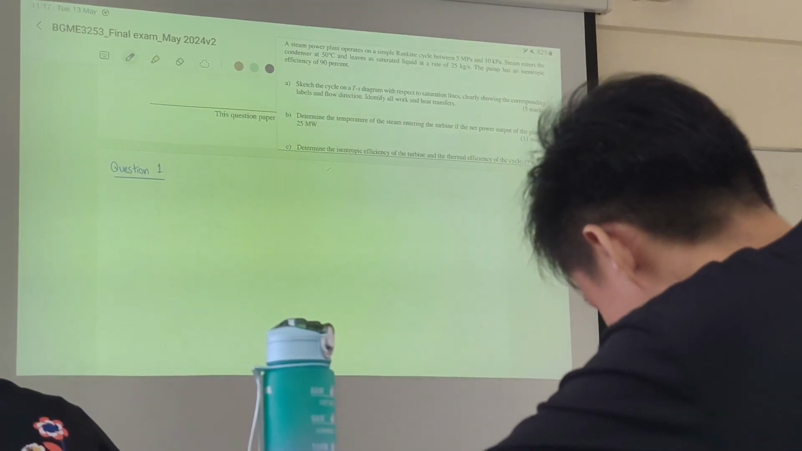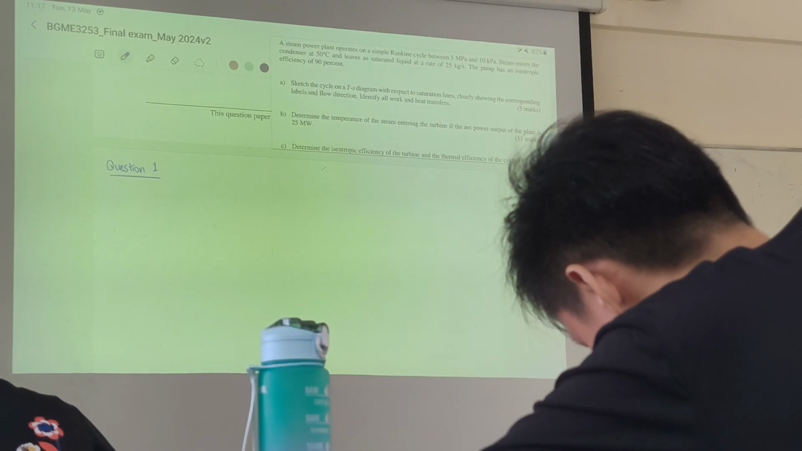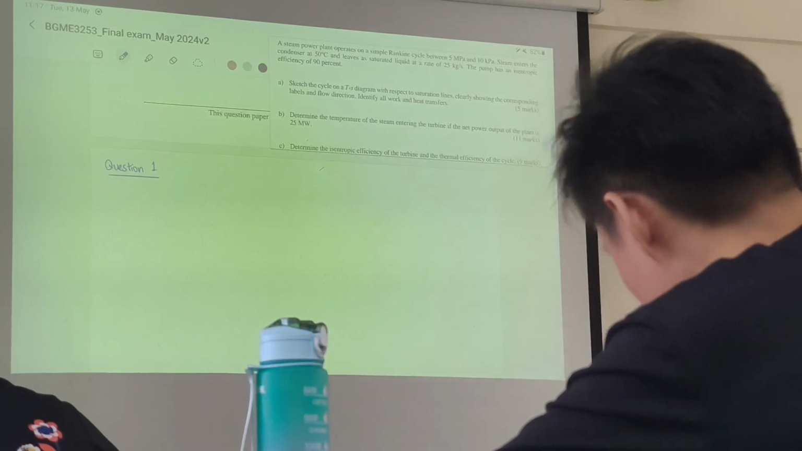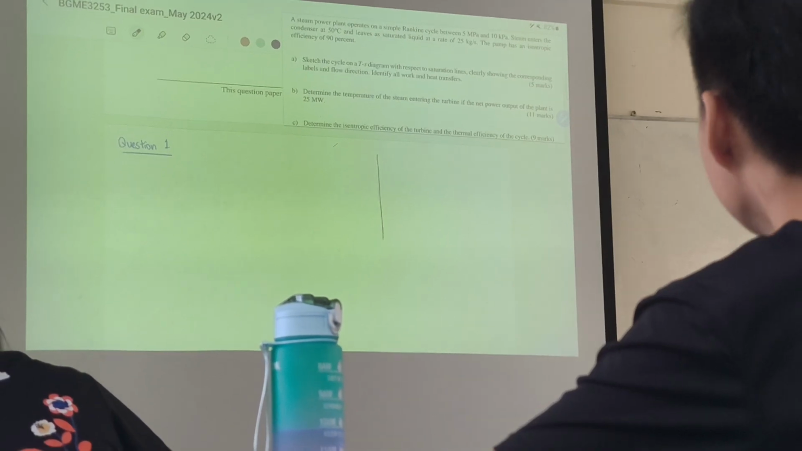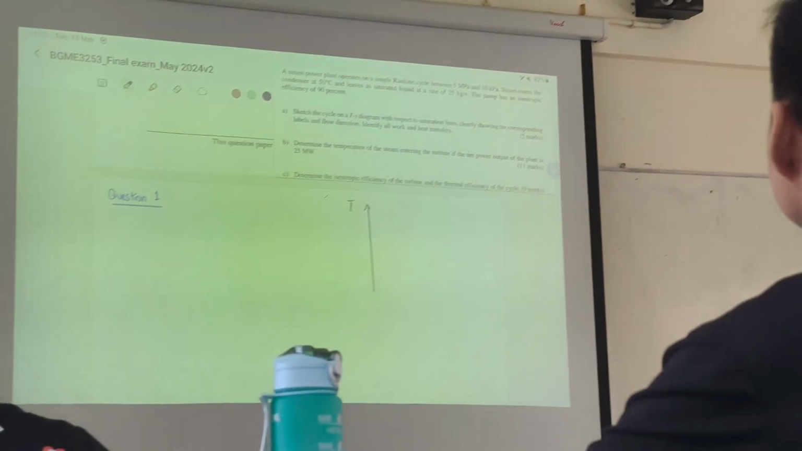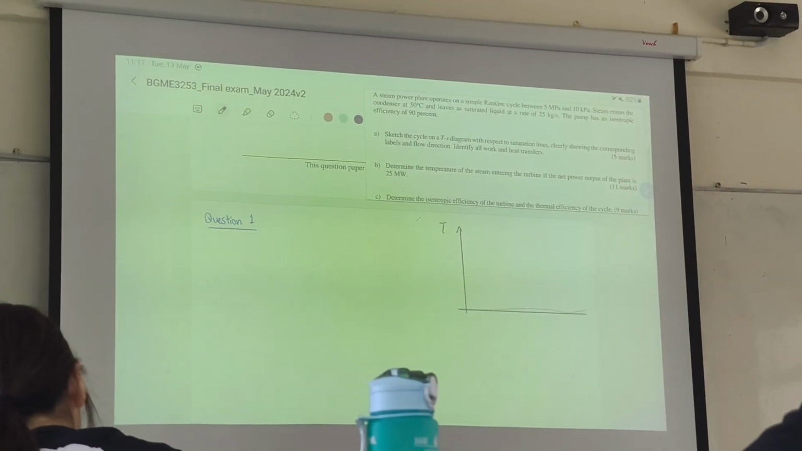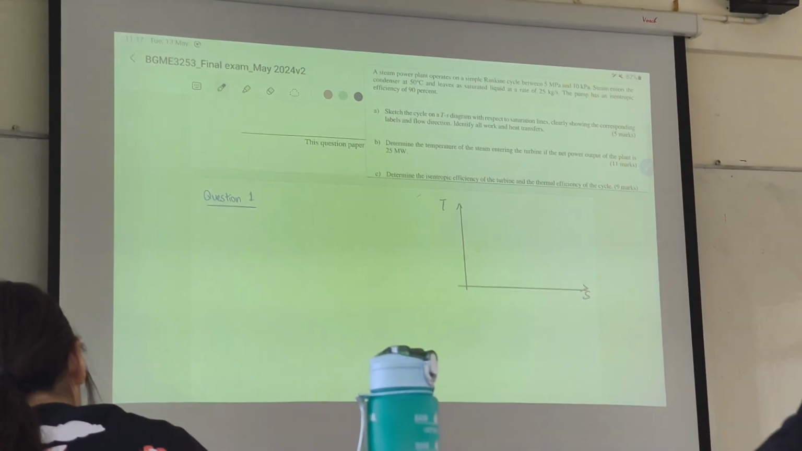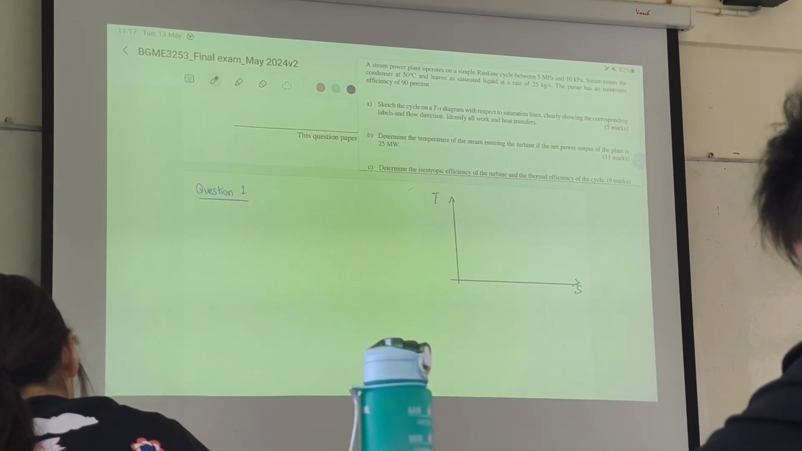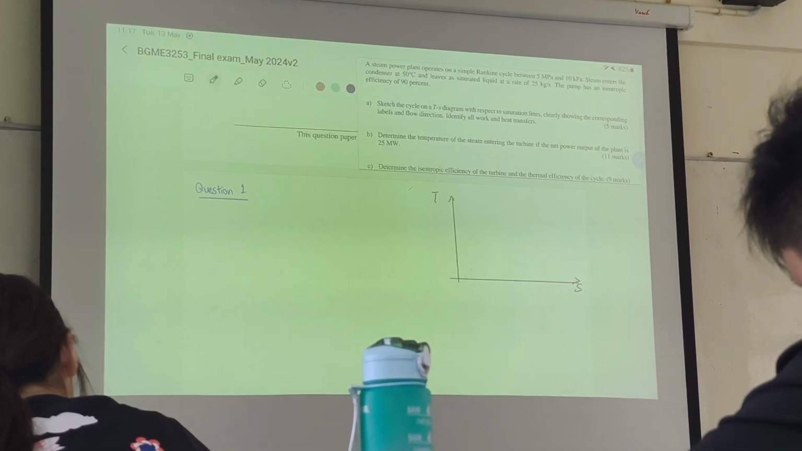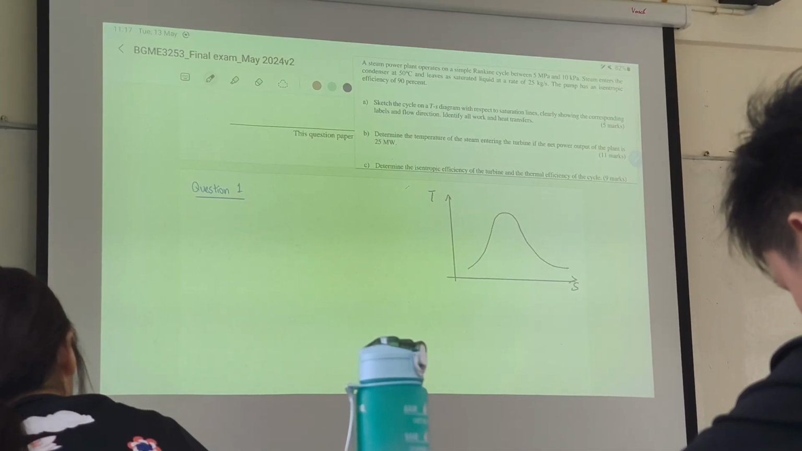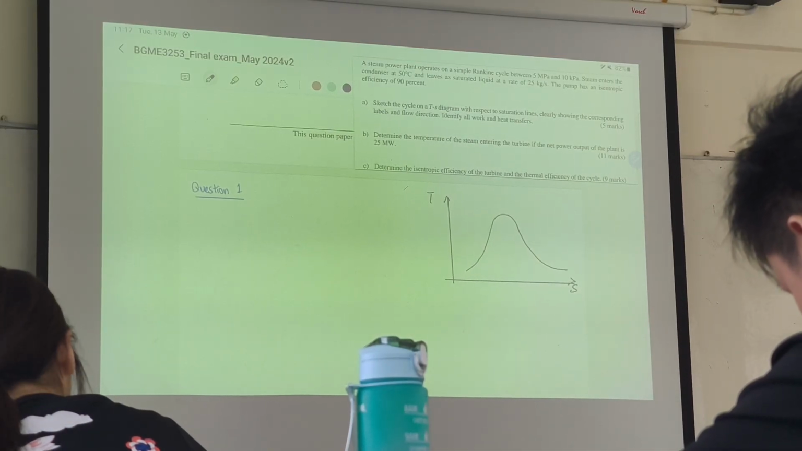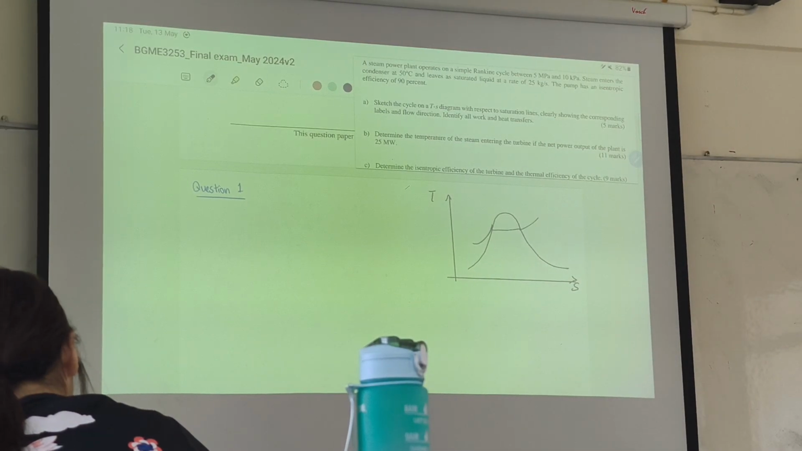So this one is kind of similar to the ideal one. So here is just a simple Rankine cycle. I mean, there is no reheat, no regeneration, just a normal one. But of course, not an ideal one also, because there is an isentropic efficiency of the pump. So the two pressure limits.